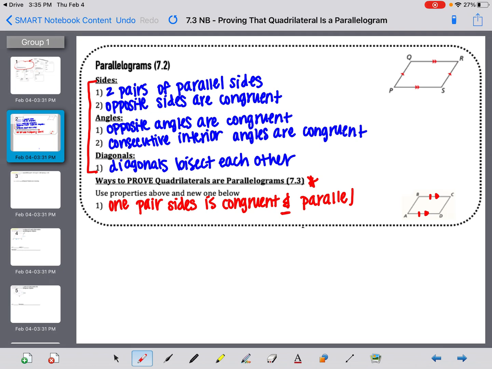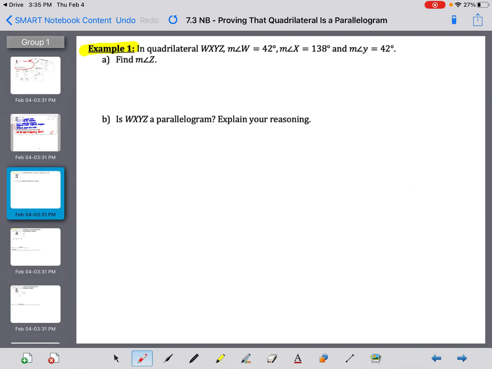So once you have that written down, let's go ahead to your notes worksheet where we're going to be going over examples. So in your packet now, let's go ahead and look at example 1. It says in quadrilateral WXYZ, measure of angle W is 42 degrees, measure of angle X is 138 degrees, and measure of angle Y, sorry, this should be capital, is 42 degrees. Find measurement of angle Z.